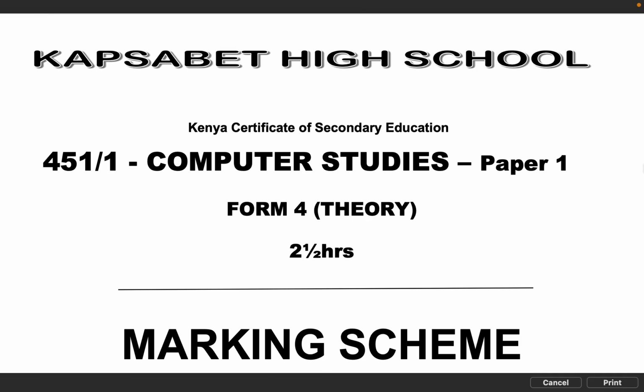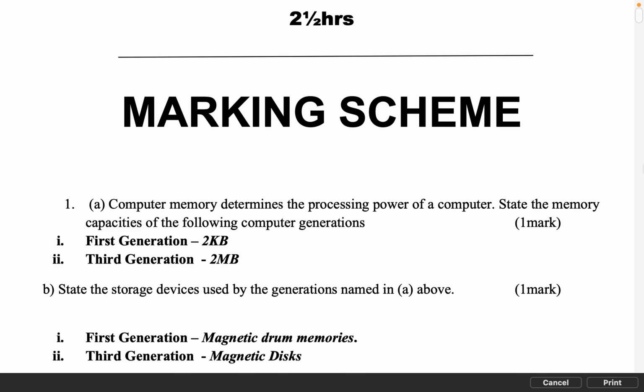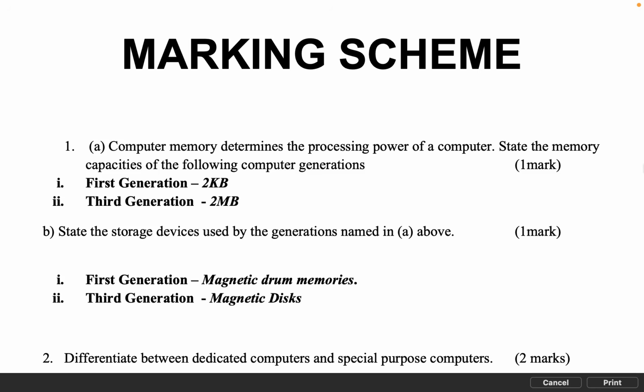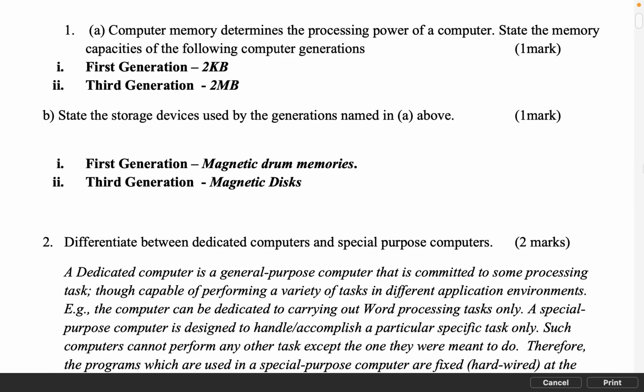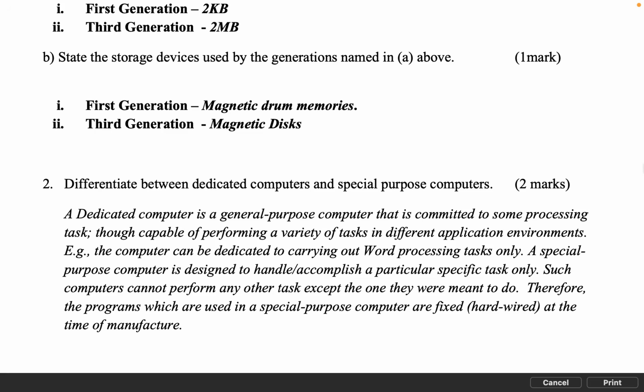Marking scheme. A. Computer memory determines the processing power of a computer. State the memory capacities of the following computer generations. 1 mark. First generation, 2 kilobytes. Third generation, 2 megabytes. B. State the storage devices used by the generations named above.